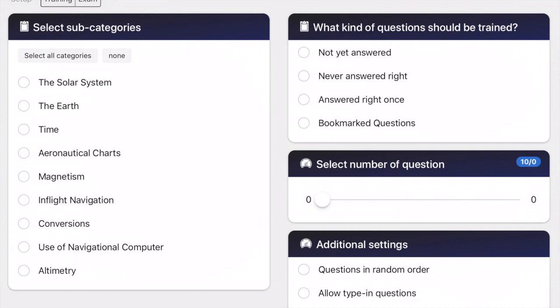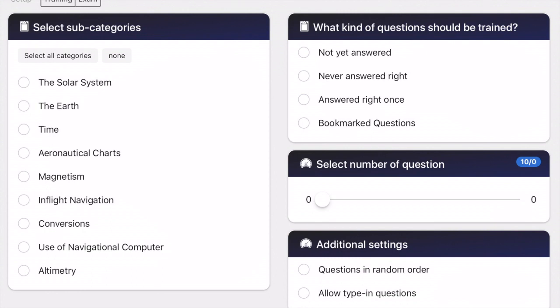Today I'm going to talk about the topic general navigation, especially about examples from pressure altitude and true altitude calculations.